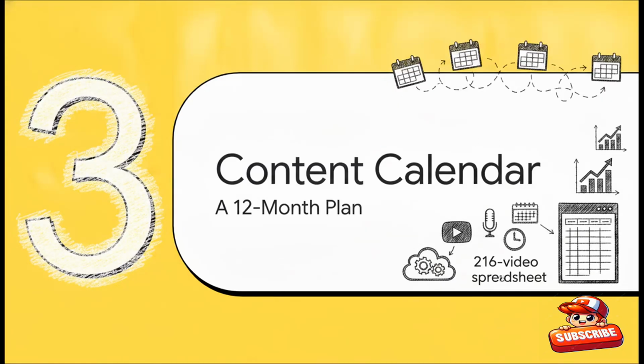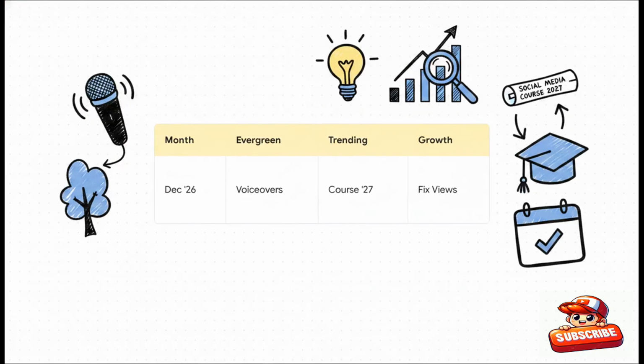Step 3, a 12-month content calendar. And this brilliantly illustrates what happens when Claude takes all that audit data and, within minutes, spits out a massive 216-video growth-focused spreadsheet for the entire year based on upload frequency. This output is beautifully categorized by month, breaking videos down into evergreen, trending, and growth columns.